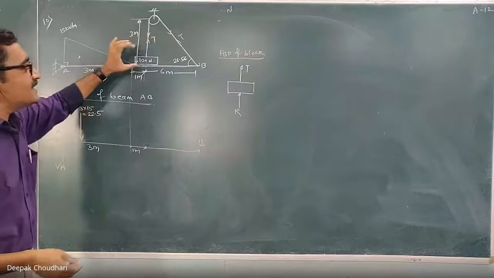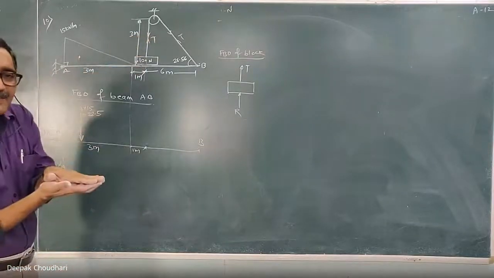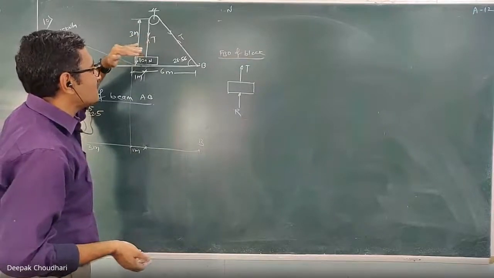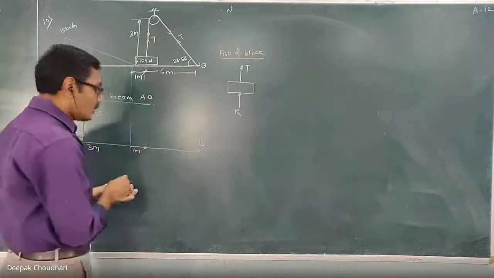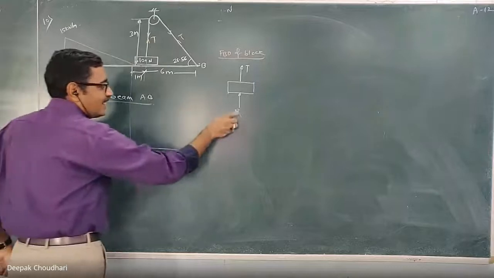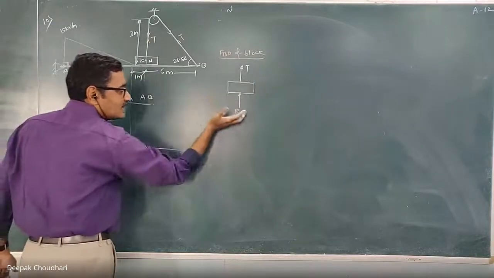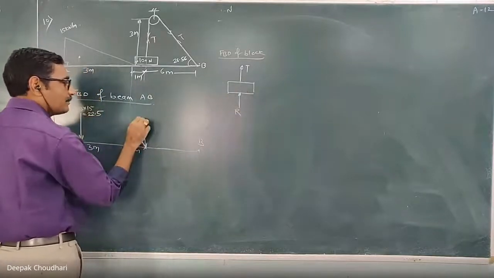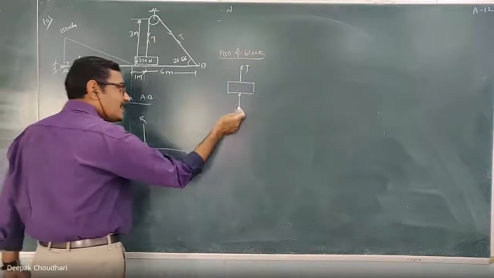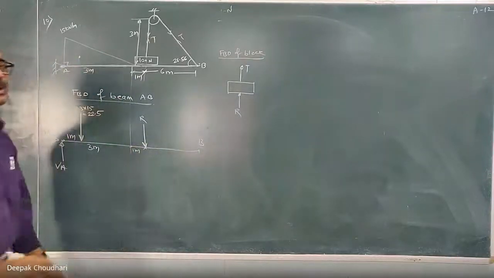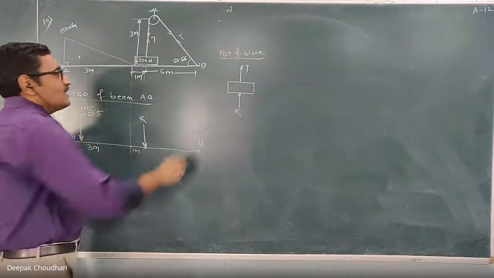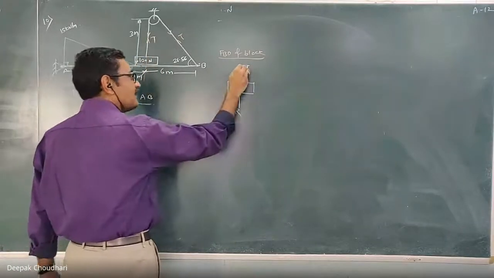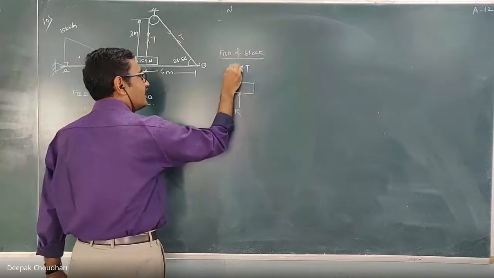Since this block and the beam are in contact with each other, the reactive force exerted by the beam on the block and the reactive force exerted by the block on the beam are equal and opposite. So if the reactive force exerted by the beam on the block is R, an equal amount of reactive force is exerted by the block on the beam. So this is R, and how much R comes out, I will calculate by taking its FBD. Understood? Which are the other forces acting on the block? The tension T, R, and its weight, which always acts vertically downward, 100.